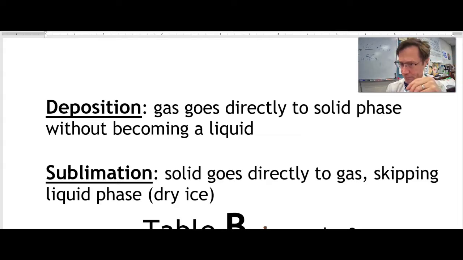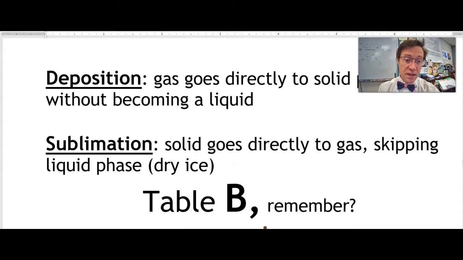So when you wake up in the morning and everything's covered with little crystalline, frosty, beautiful crystals of water, it's because the water vapor from the atmosphere bumped up to something that was really cold and just stuck because it lost all of its kinetic energy and went straight to a solid. That is what causes frost. Frost is deposition.